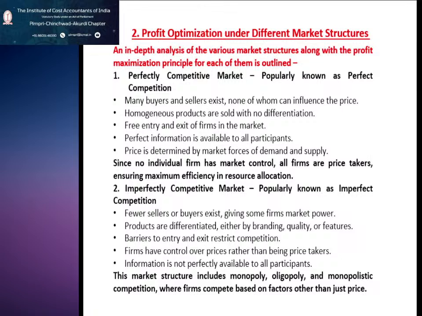Imperfectly competitive market, popularly known as imperfect competition. Over there, fewer sellers or buyers exist, giving some firms market power. Products are differentiated either by branding, quality or features. Barriers to entry and exit restrict the competition. Firms have control over prices rather than being price takers, and information is not perfectly available to all participants. This market structure includes monopoly, oligopoly and monopolistic competition, where firms compete based on factors other than just price.